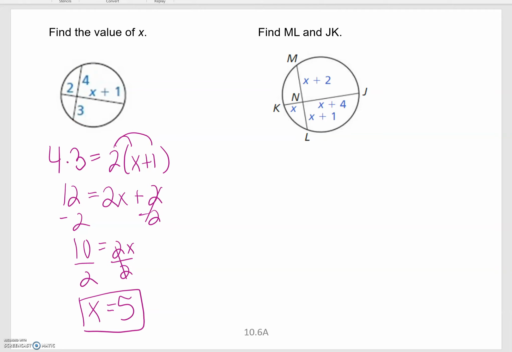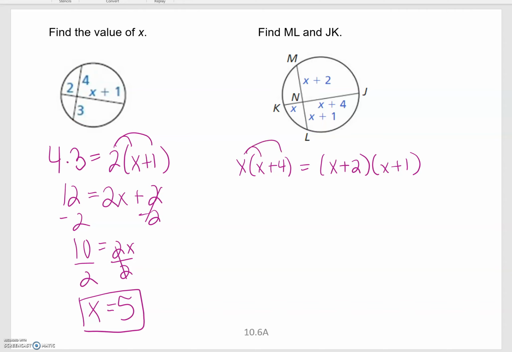Okay, for the second example, I'm going to follow the same formula. So I'm going to start, and it doesn't matter which chord you start with. I'm going to start with going across this time. So I have x times (x + 4) equals, and then here's my other chord. So I have (x + 2) times (x + 1). And now I'm going to simplify those.